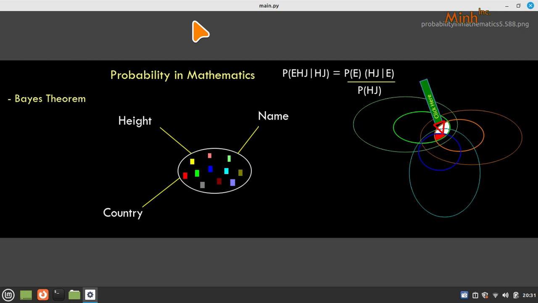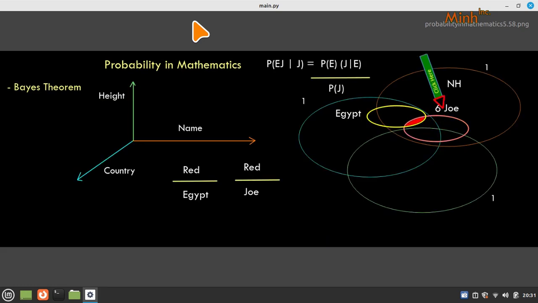So what we were talking about earlier is, if I know the probability of J, then what is the probability of EJ? If I know the probability of J, then what is the probability of EJ? That is calculated. I should be knowing the probability of E and then inside EJ.